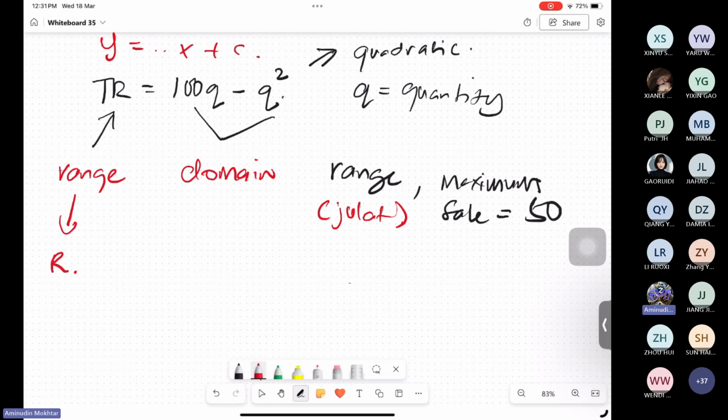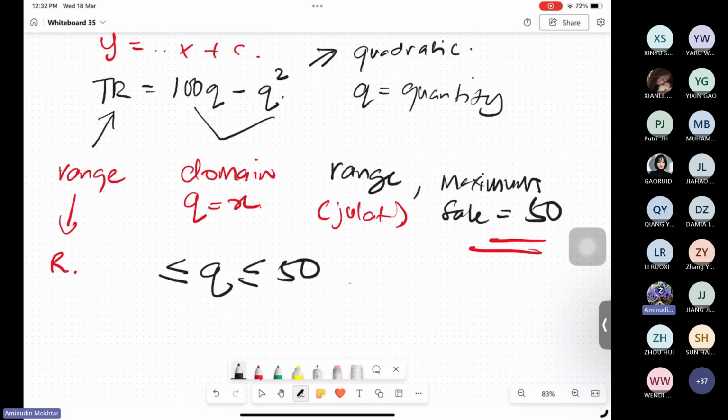Okay, we need to identify Q. So in this case, Q is also domain, but now we have the maximum value of Q. The maximum limit of sale per month is 50. Now we need to identify the value of Q. We have the maximum value of Q is 50, but we don't know the minimum value of Q.